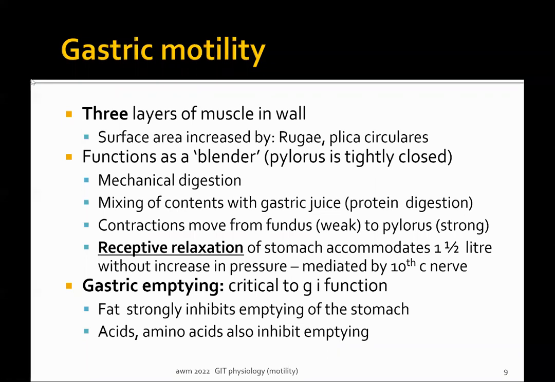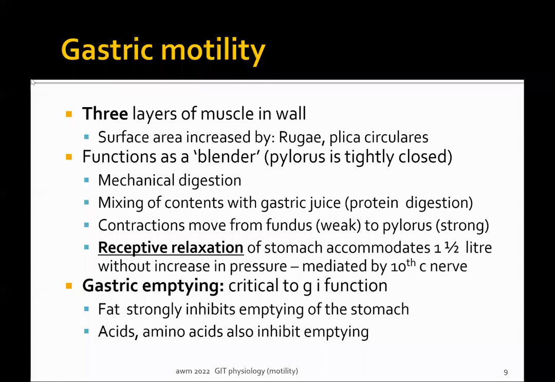Now, as we said, gastric emptying is critical to gastrointestinal function, because the acids are going to destroy the duodenal mucosa, so you have to release the gastric chyme in small quantities. Of the three basic food types, carbohydrate, protein, and fat, fat is the most difficult to digest. It takes longer. Carbohydrate is probably the easiest and quickest, followed by protein, and then followed by fat.